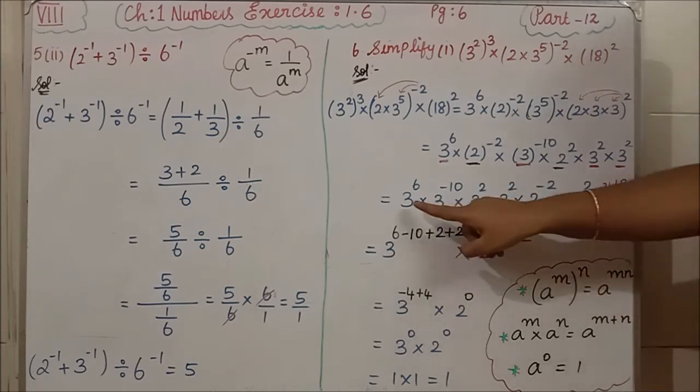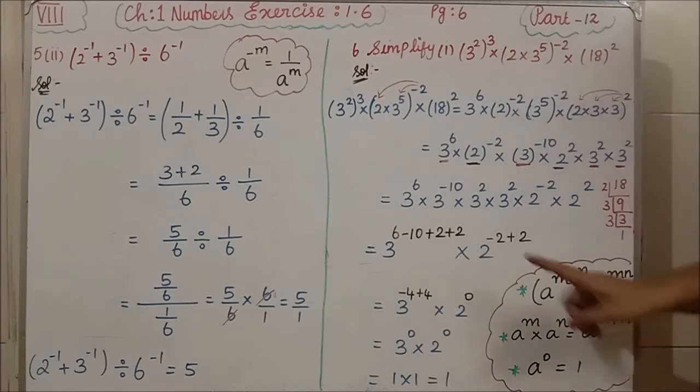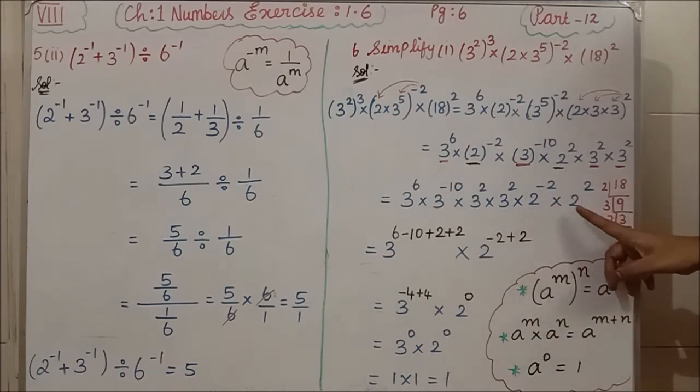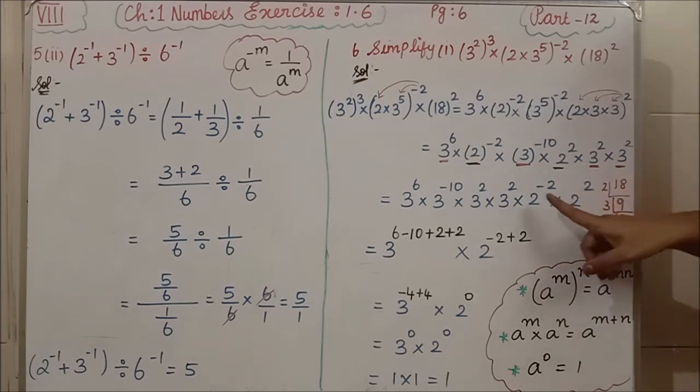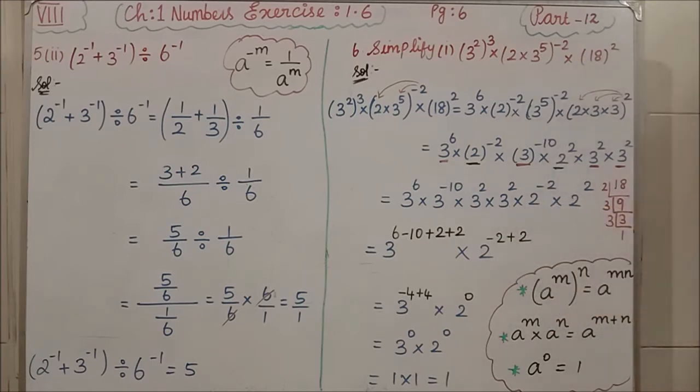I am writing one base commonly, 3 into 2 we are having. I am writing 3 power 6 and 3 power minus 10. I am adding the power. Here also the power, base is same, power alone different. So if the bases are same, the power should be added. So 3 power 6 minus 10, and 2 power 2 plus 2, I am writing, minus 2 plus 2 I am writing.